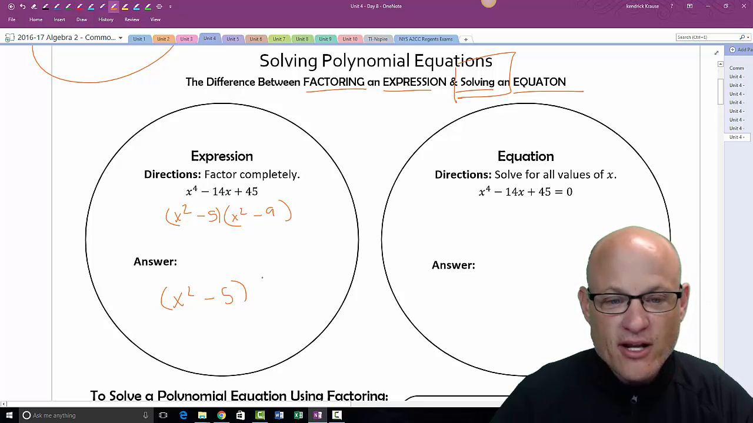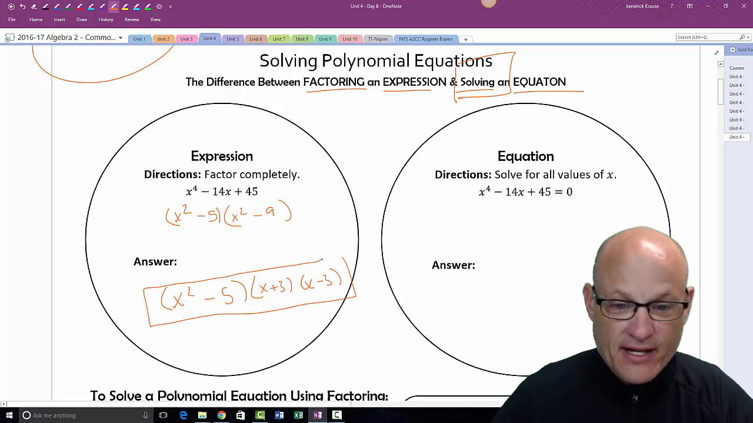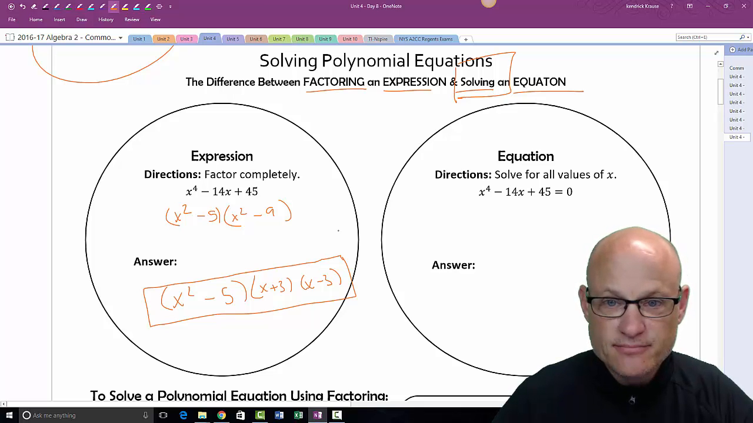Oh, thought I had a different answer. And x squared. Oh, wait, hold on. X squared minus 9. Whoa, let's back up here. We can factor that, can keep going. X plus 3, x minus 3. So there's my answer for that one. That is fully factored. Done.